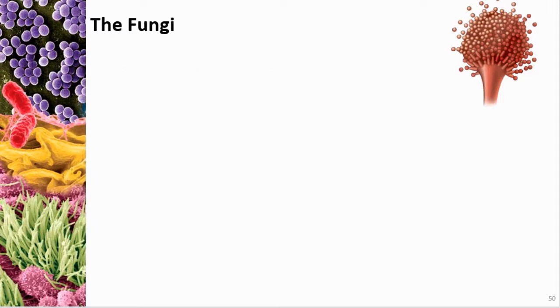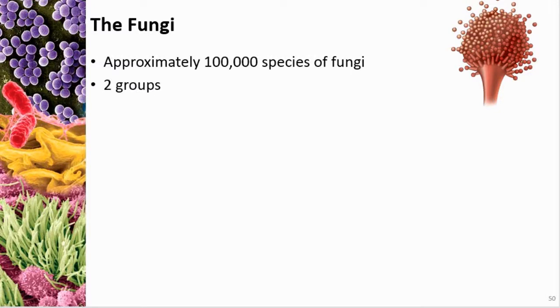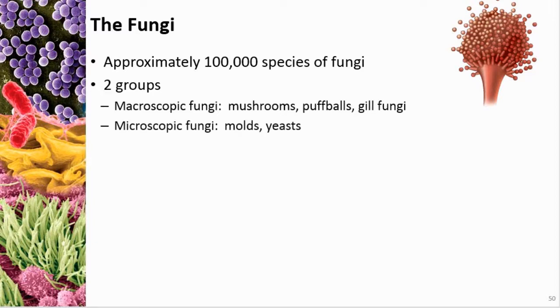So approximately 100,000 species of fungi, broken up into two groups. They're either macroscopic, which means you can see them with the naked eye, so mushrooms, puffballs, gill fungi, or microscopic fungi, which would be molds and yeasts.